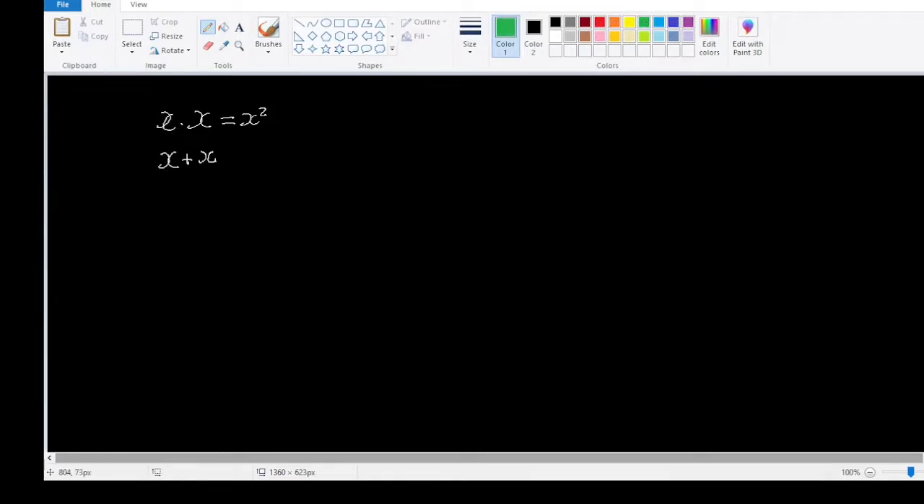We know that, for example, 5 plus 5 is equal to 10, whereas 5 times 2 is equal to 10. So the same thing applies here. So it will be 2x. So this thing is the same as this.